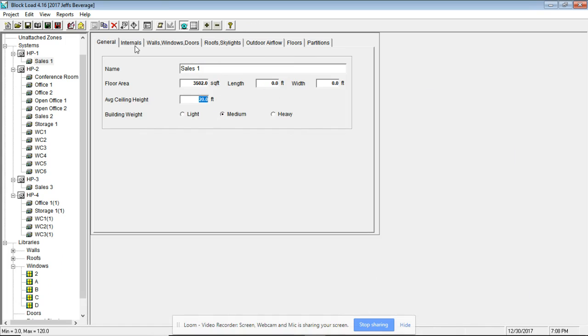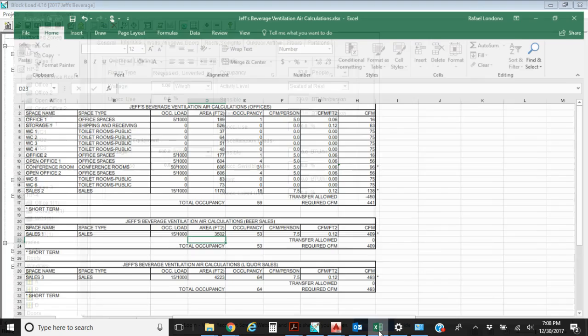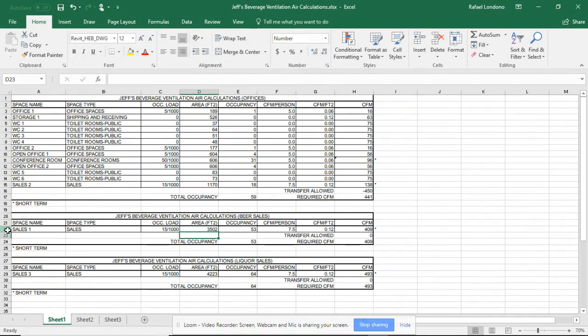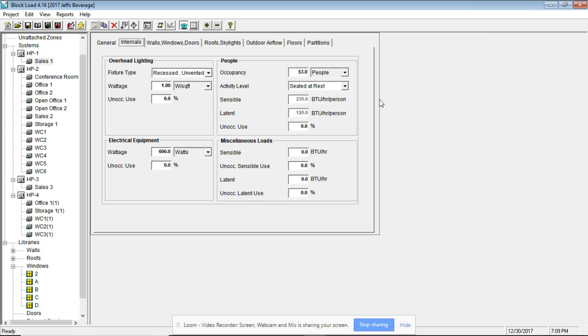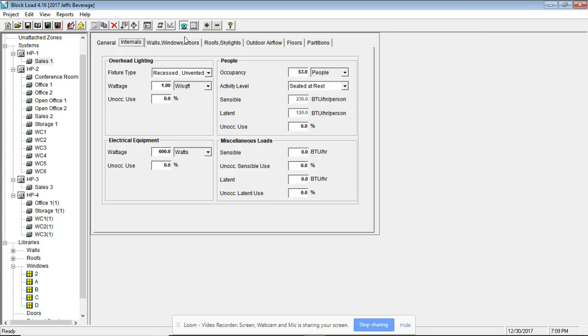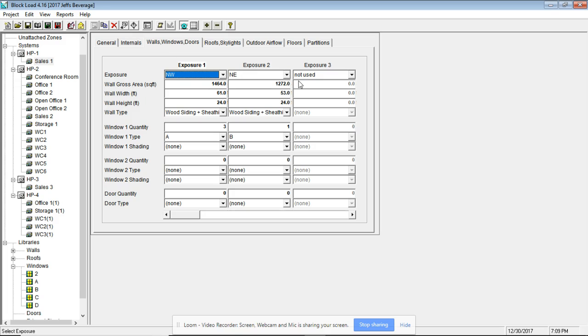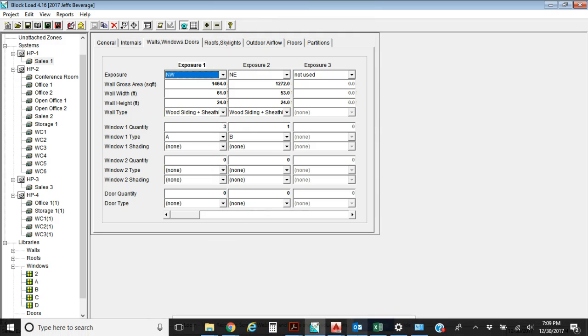We'll move to the internals tab, and that's basically information we get from the spreadsheet. We punch that in, sales 1 right here, row number 22. We'll get 53 people in and 409 CFM. So 53 people in, and the outdoor airflow is 409 CFM. So that's correct. Internals is good. The walls, windows, and doors, it has 2 exposures. One is northwest, the northwest exposure.